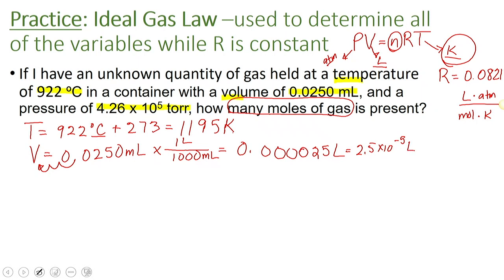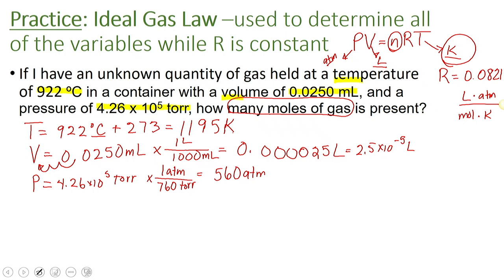Okay, so we've converted our temperature, we've converted our volume, and our pressure is given in torr, and we know that we have to put that into atmospheres. So pressure, 4.26 times 10 to the 5 torr. And if we remember, we have 760 torr for 1 atmosphere. And we end up with 560 atmospheres. We put that into our calculator. Okay. So now we're looking for the number of moles.